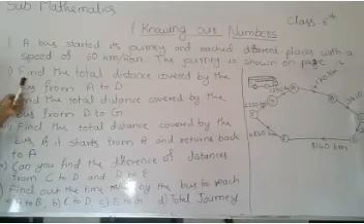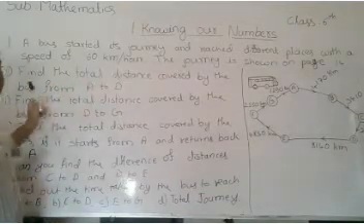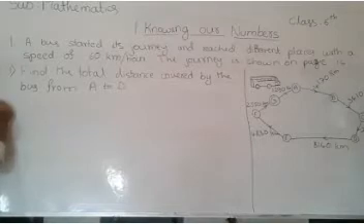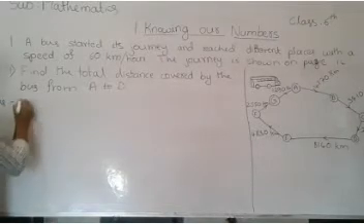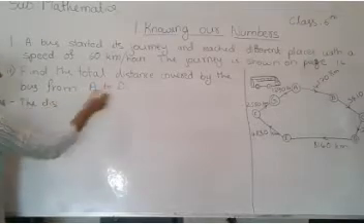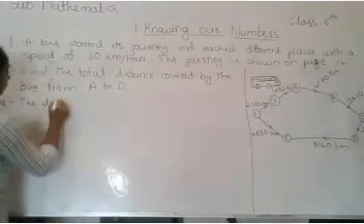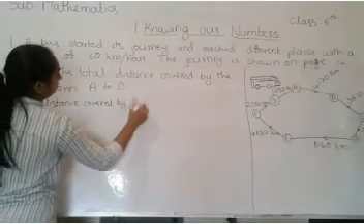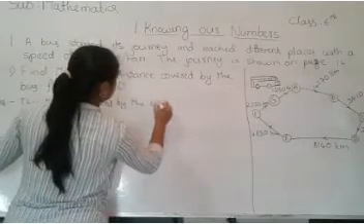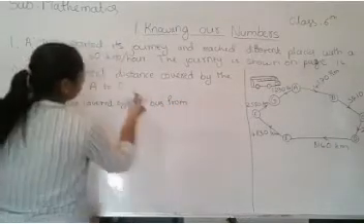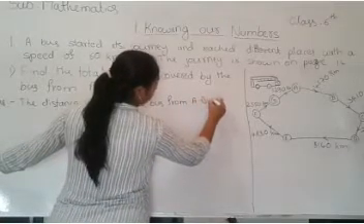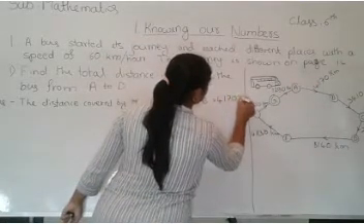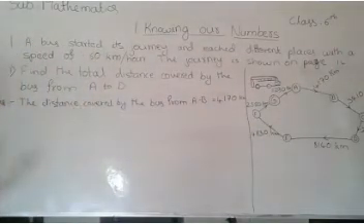Let's see the first question: find the total distance covered by the bus from A to D. Let's solve the problem. Answer: the distance covered by the bus from A to B is 4170 kilometers. Then next, B to C.